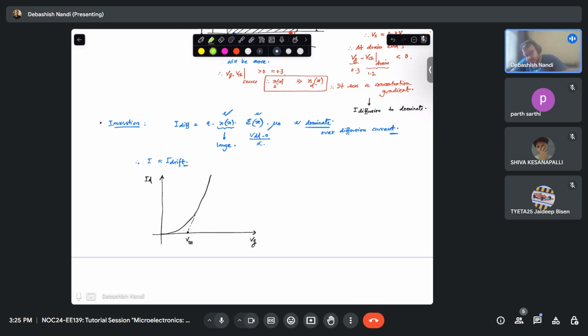So this portion of the region is your inversion, and the current is mainly drift, right? And in this portion the current is mainly diffusion. That is your subthreshold.